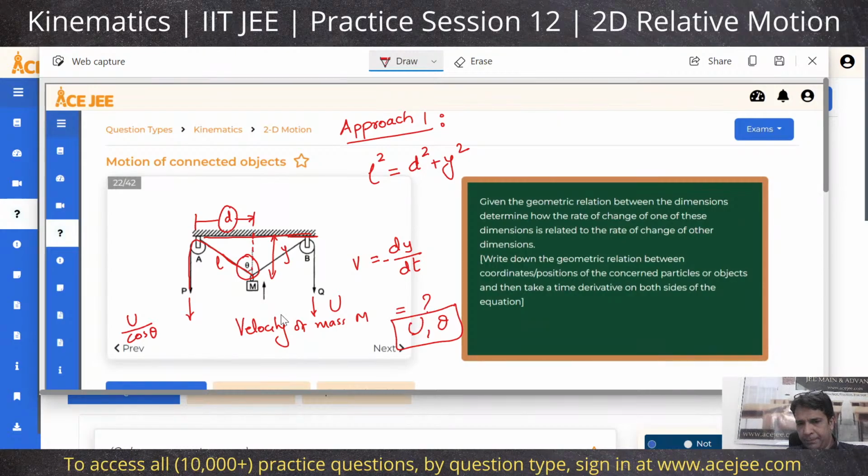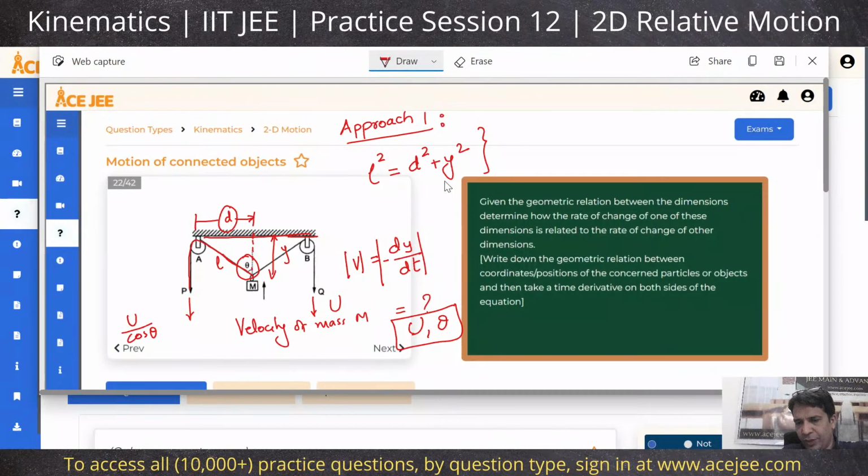Minus dy by dt, because it's positive. Y is reducing, so dy is negative. So we want to make sure that we add a minus sign just so that we get a positive number for the velocity of mass m. Anyway, that is not important here. We're only interested in the speed, the magnitude of dy by dt. So let's figure out if we can determine that from this relationship.